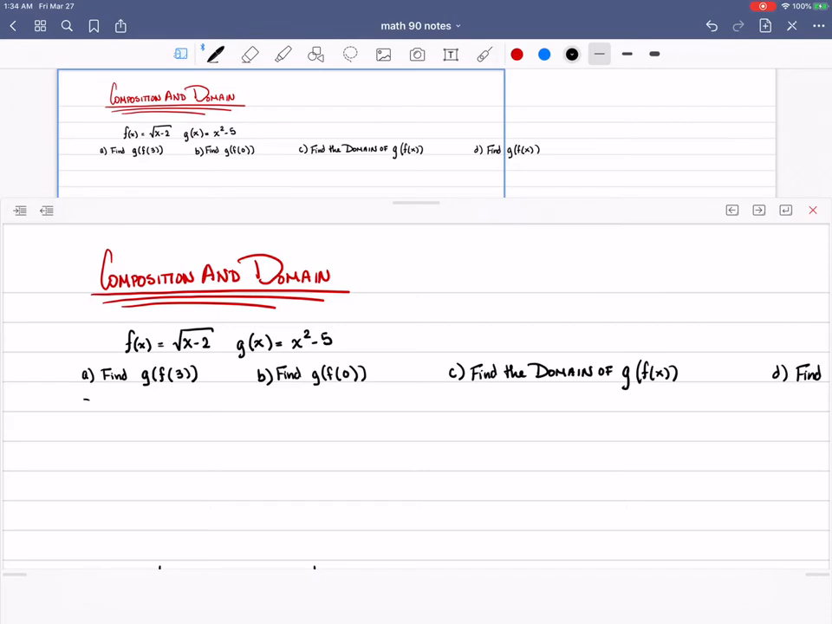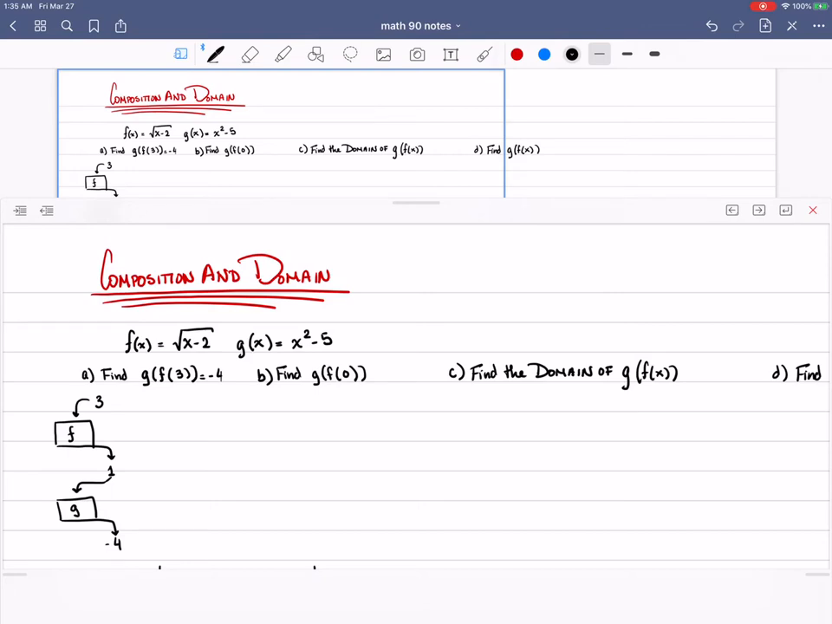I'm never going to get tired of drawing this picture, and frankly, I think you should draw it too. So 3 gets passed through f. What does f do? f subtracts 2 from our input and then takes the square root. So 3 minus 2 is 1, the square root of 1 is 1. And then g acts on it. What does g do? g squares its input and subtracts 5. So 1 squared minus 5 is negative 4. So g of f of 3 is negative 4.